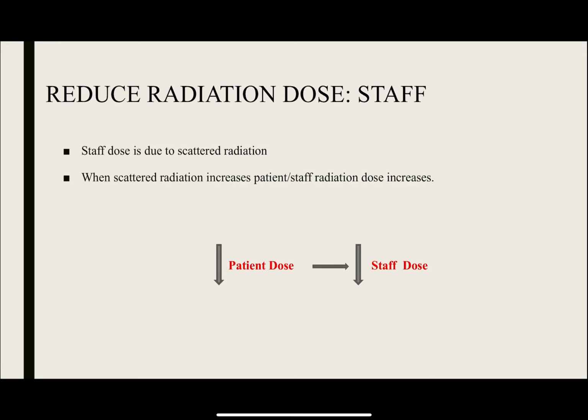So to reduce radiation dose for the occupational workers, we can do so by maintaining distance, and as the distance increases, the scattered radiation dose received by the occupational workers also decreases.